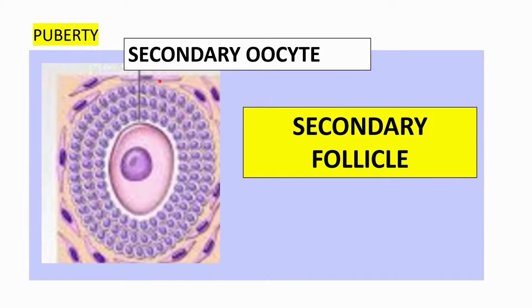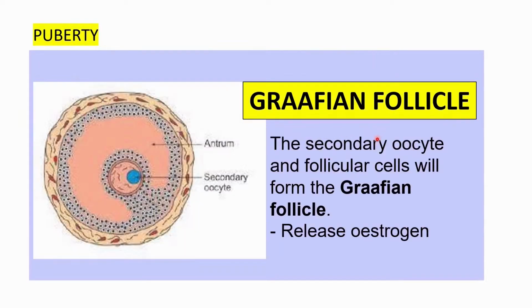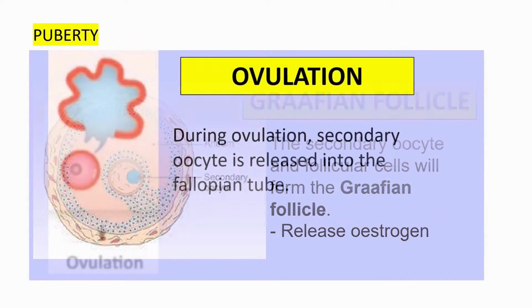And so the primary follicle will continue meiosis 1 and form the secondary oocyte. This secondary oocyte will be encapsulated in the layers of follicular cells, and then you will form the secondary follicle. And then this secondary follicle will continue to grow and develop and form the Graafian follicle. This Graafian follicle will release estrogen. Okay. Then this Graafian follicle is ready for ovulation.